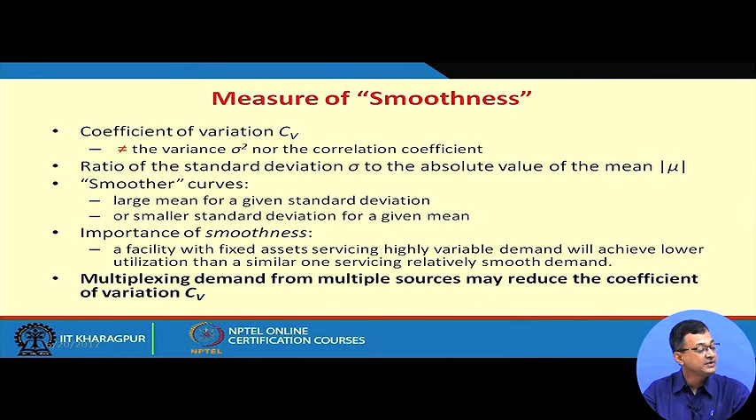The coefficient of variation, CV, as I said, is not the same as variance nor the correlation coefficient. It is the ratio of standard deviation sigma to the absolute value of the mean, mu, or mod mu. So smoother curves come with a large mean for a given standard deviation. As we are saying, sigma by mu: if it is a large mean, then for a given standard deviation things will not vary that much, or with a smaller standard deviation for a given mean, things will be much under control. Importance of smoothness: a facility with fixed assets servicing highly variable demand will achieve lower utilization than a similar one servicing relatively smooth demand.